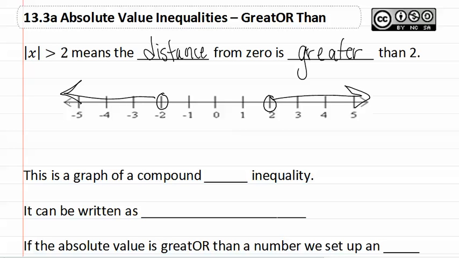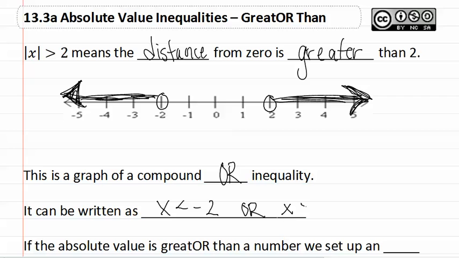As you can see, this includes all the numbers towards the negative direction of negative 2 and all the numbers towards the positive direction after positive 2. This is a graph of a compound OR inequality, and it can be written as x is less than negative 2 or x is greater than positive 2.